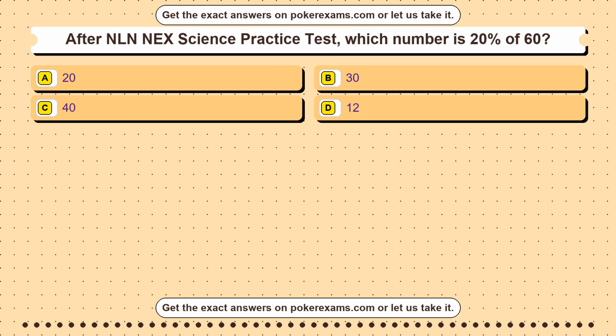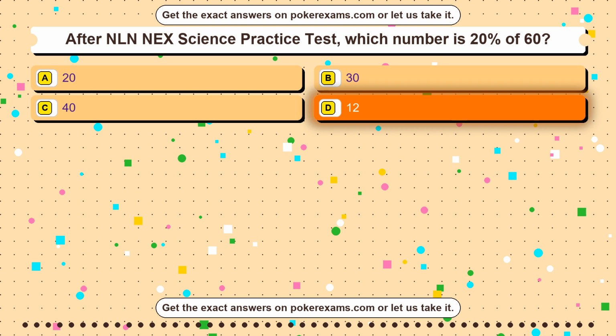Question 46. After the GED RLA practice test, which operation undoes multiplication by 5? Option A, add 5. Option B, subtract 5. Option C, multiply by 10. Option D, divide by 5. The correct answer is option D.